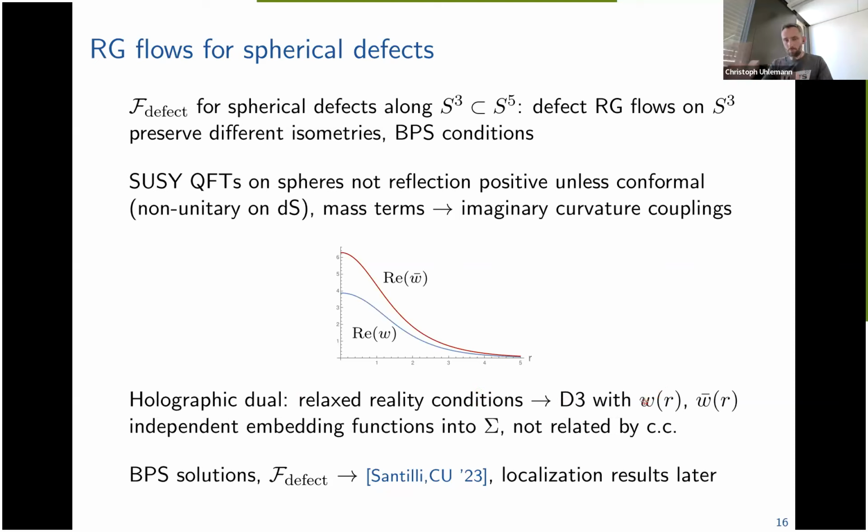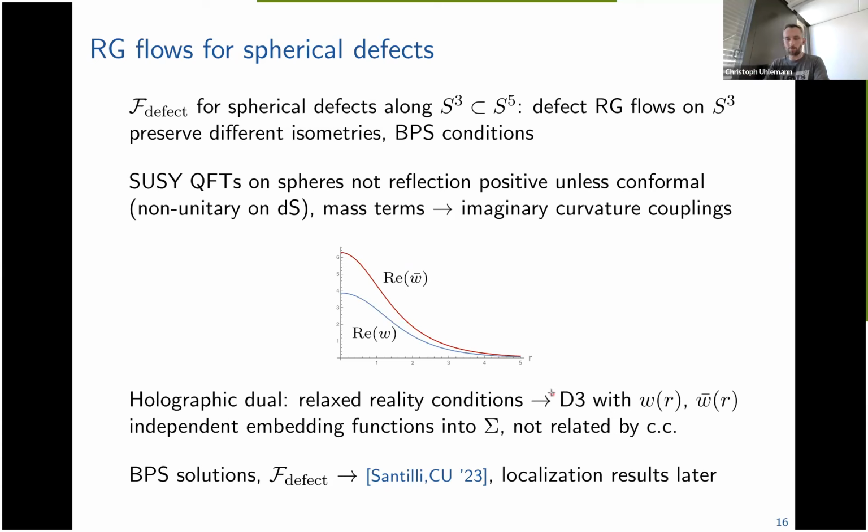Unlike in the planar defect case, where we have one complex embedding function characterizing the embedding, the localization of the Riemann surface, we now have to allow W and W bar to be independent embedding functions, which are no longer related by complex conjugation. This is an example for the plus theory here, where I'm just plotting the real part of W and W bar, not to explain in detail, just to highlight that these are really independent functions now if one goes through the BPS conditions, properly solves them, and then finds the embedding.